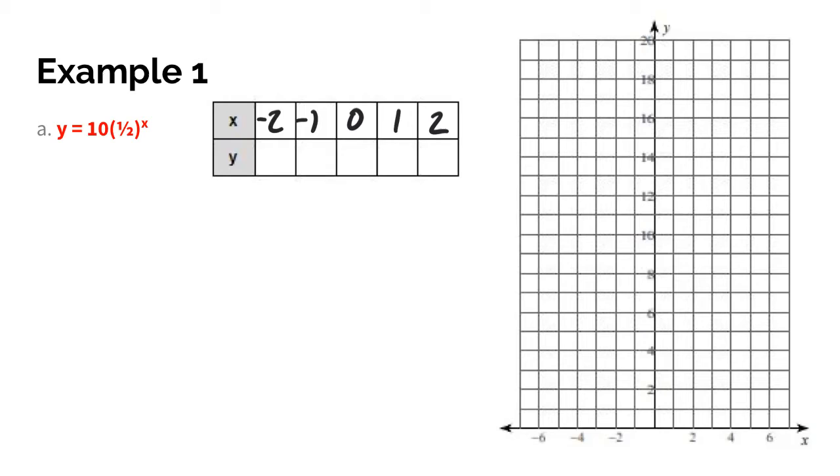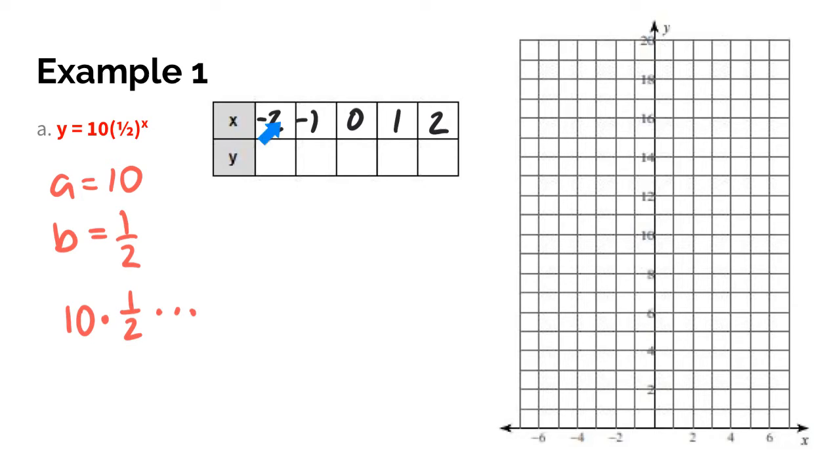So now my function is 10 times 1/2 to the x. Notice here that my a value is going to be the first number, which is 10, and my multiplier is going to be 1/2. So the way to envision this is that we're taking the number 10 and we're going to multiply it by 1/2 as many times as my exponent would say.